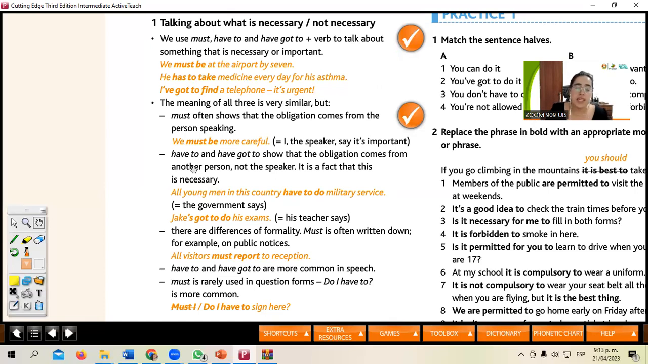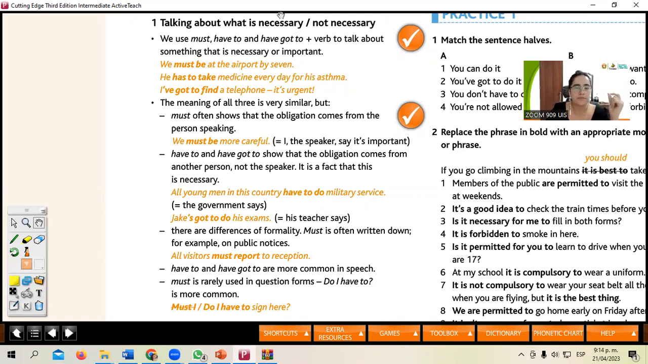Cuando usamos have to y have got to, the obligation is from another person, ¿ok? It's something that's necessary. Entonces, el have to implica que es una obligación que alguien me impone, ¿ok? Puede ser regla, es un hecho, esto es necesario. For example, all young men in this country have to do military service. Esto no es que yo diga, oh, sí, todos deben cumplir servicio militar. No, es que todos tienen que, ¿ok? Es impuesto a mí. Have to do military service. The government says, ¿ok?